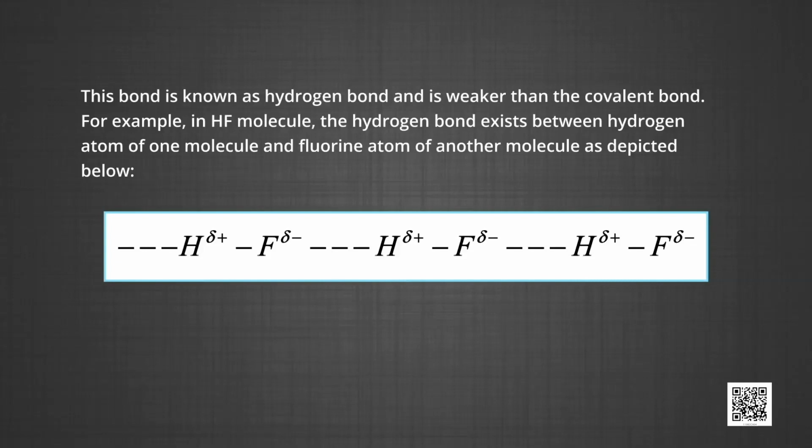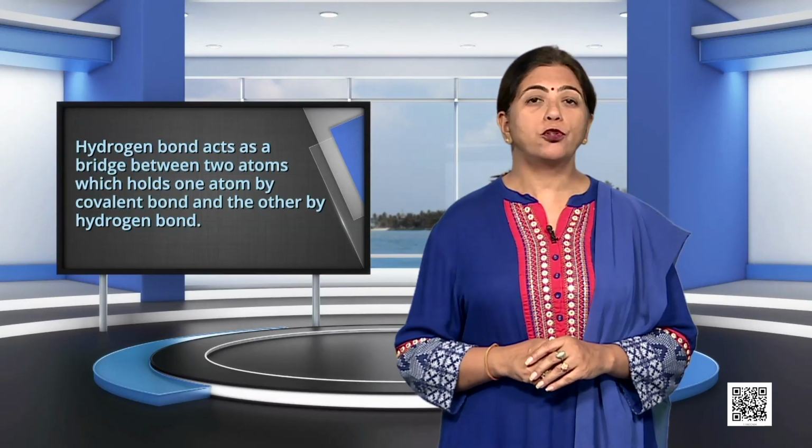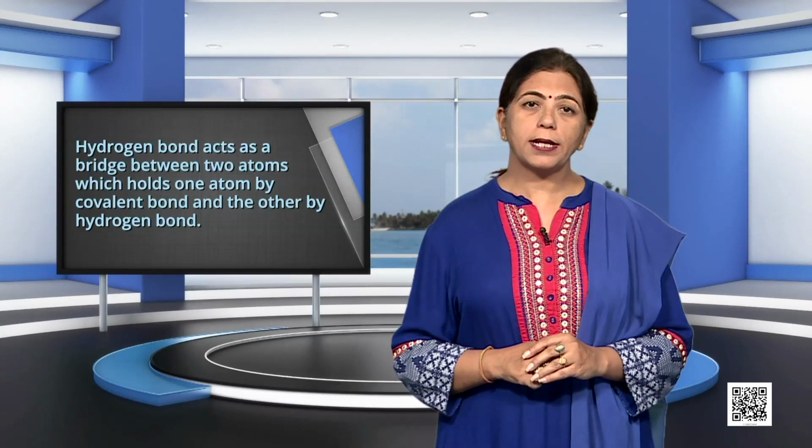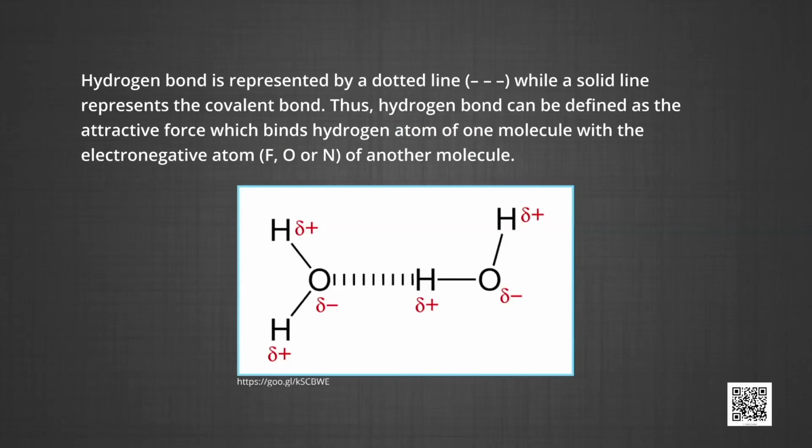For example, in the hydrogen fluoride molecule, the hydrogen bond exists between the hydrogen atom of one molecule and the fluorine atom of another molecule, as is depicted below. From the figure you can see that there is a hydrogen bond between the fluorine of one HF and the hydrogen of the other hydrogen fluoride molecule. Here, the hydrogen bond acts as a bridge between the two atoms, which holds one atom by the covalent bond and the other by the hydrogen bond. The hydrogen bond is represented by a dotted line, while a solid line represents the covalent bond.